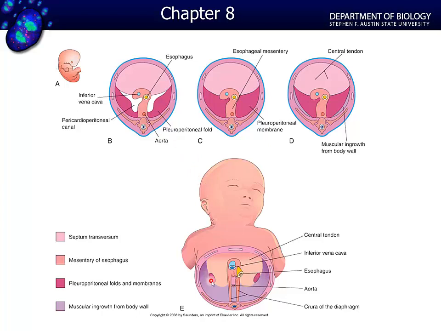These are the remnants that are left with our pleuroperitoneal folds and membranes. Sometimes if you don't have these openings, you can have herniations and problems, herniation of abdominal contents into the thoracic cavity. That's called posterior lateral defects, because you can see it's on the posterior lateral portion.